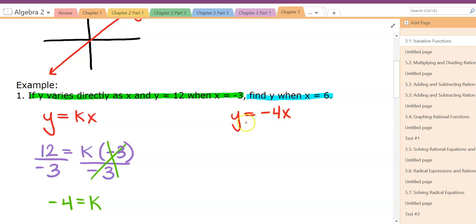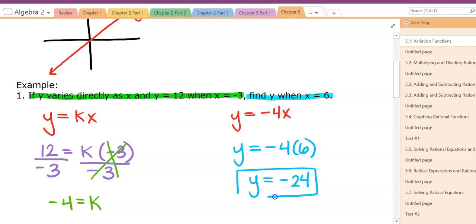So if I wanted to evaluate for any point on this line, if I knew the x or the y coordinate, I could use this equation. Now we're going to use that second half of the problem that says find y when x equals 6. So I'm going to take negative 4 times 6, which is going to be negative 24. And that's my answer.